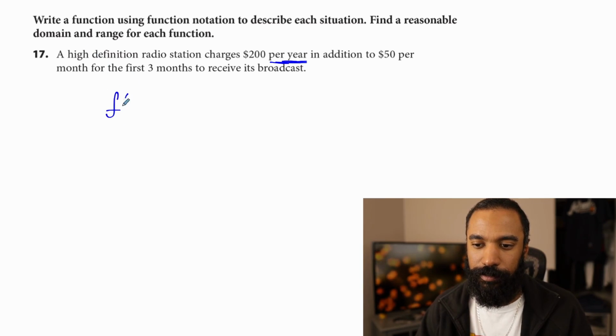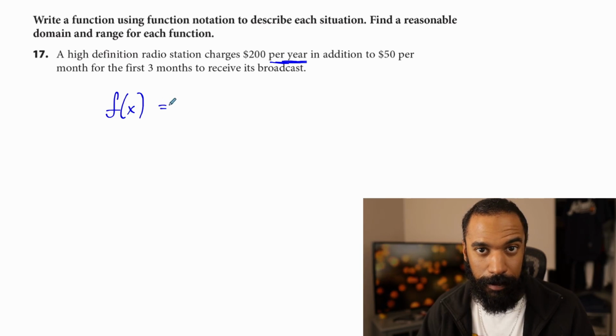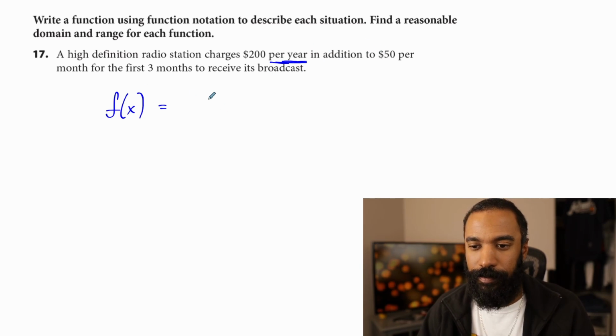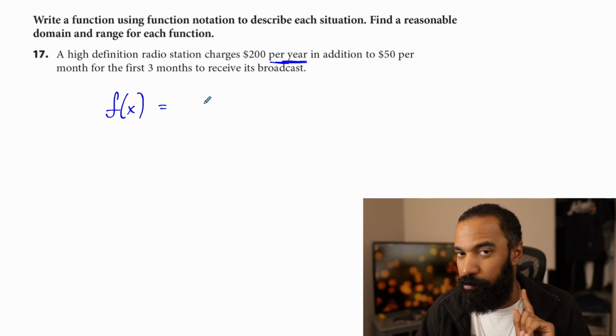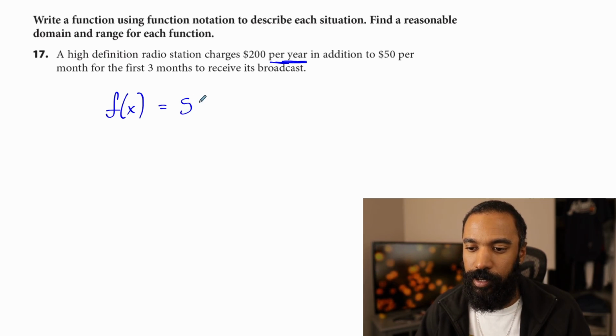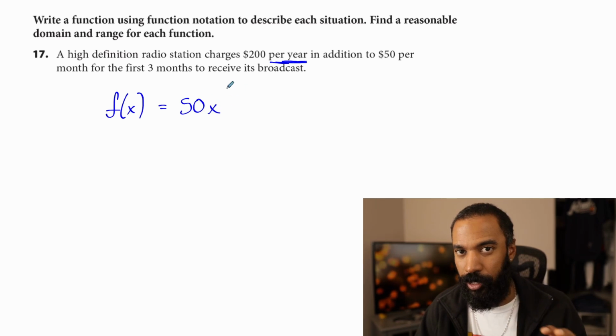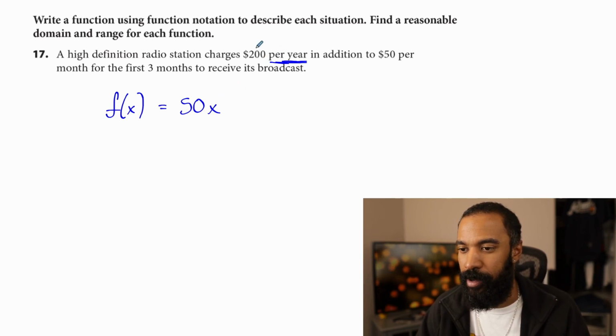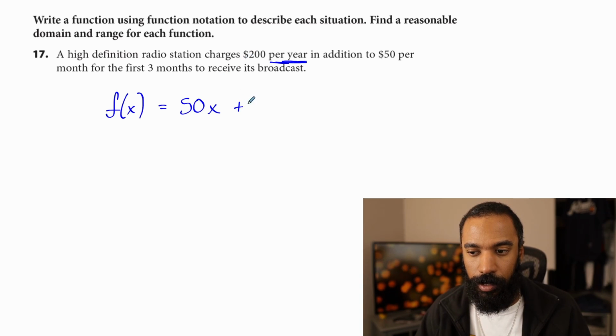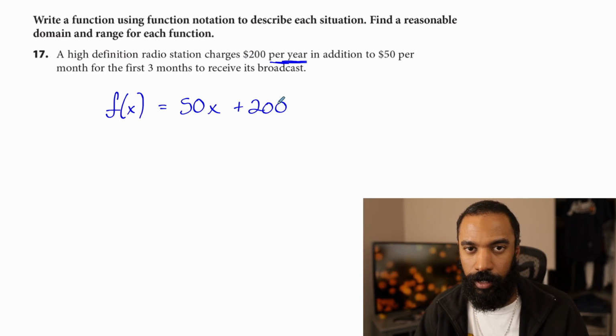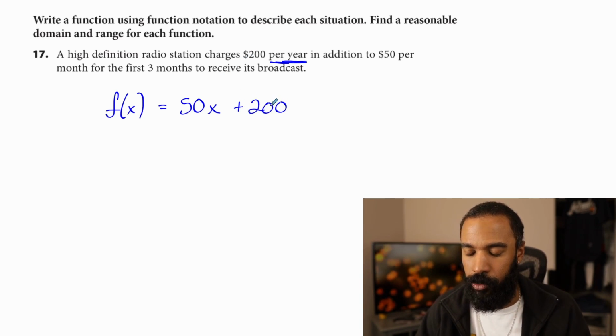So function of, again, cost is based on time, dependent on time. $50 per month. Time is a number of months here. So $50 per month times the number of months is how much you're going to pay total after those number of months. Just for doing it for the year alone, you'll have a base value there of $200. So here's the function for this one, over the course of that year.